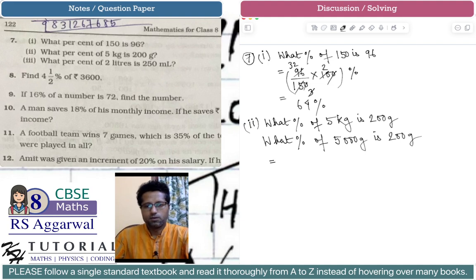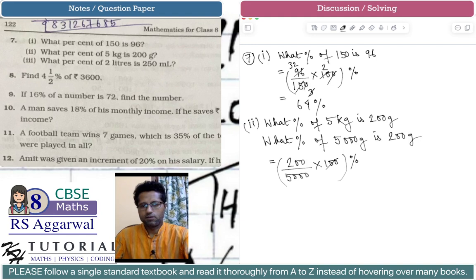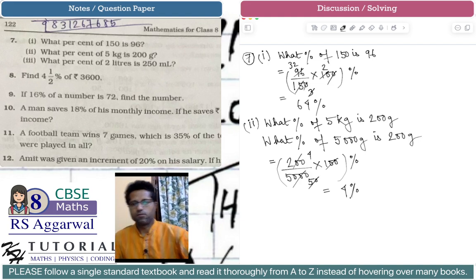So this will be equal to 200 divided by 5000 multiplied by 100, this much percentage. Now if we simplify, 100 cancels 5000 with 50, and 50 cancels 200 with 4. So this is equal to 4 percentage. Okay.